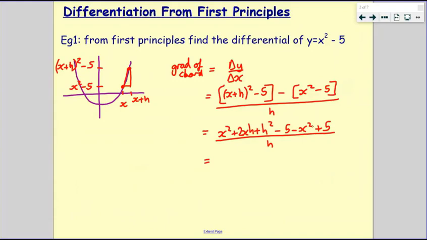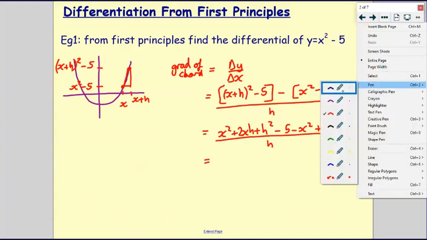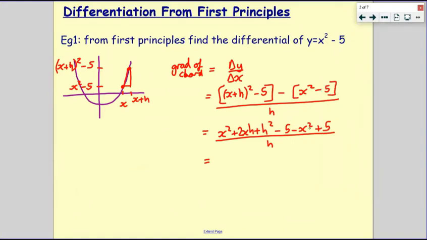Here we can then see that the 5s are going to cancel, and the x squared terms are going to cancel. We're going to be left with 2xh plus h squared over h, which simplifies to 2x plus h.